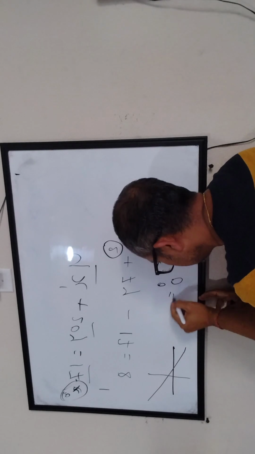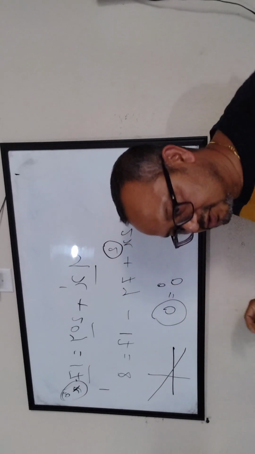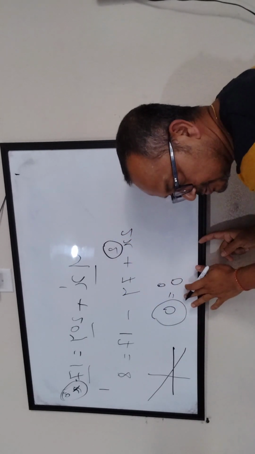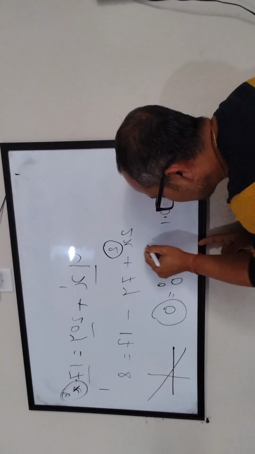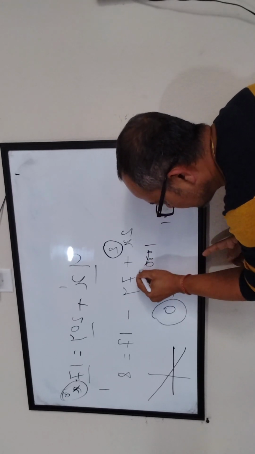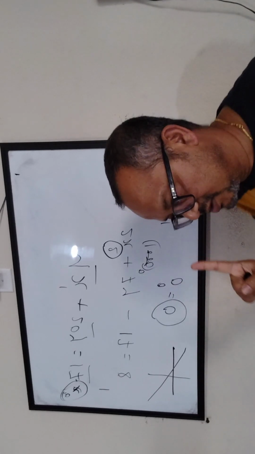0 to the power 0 by no means will be more than 0. But if you have anything other than 0, be it 0.1 or be it 1 million, something to the power 0 will be 1. Okay.